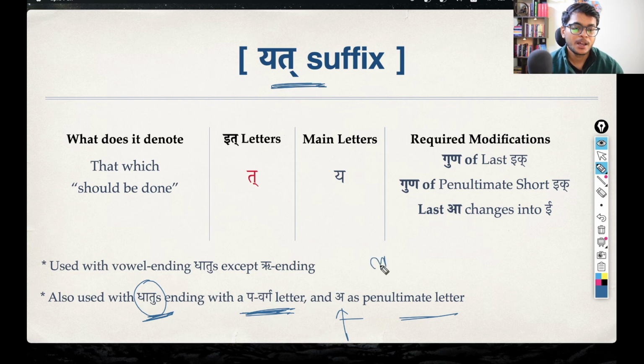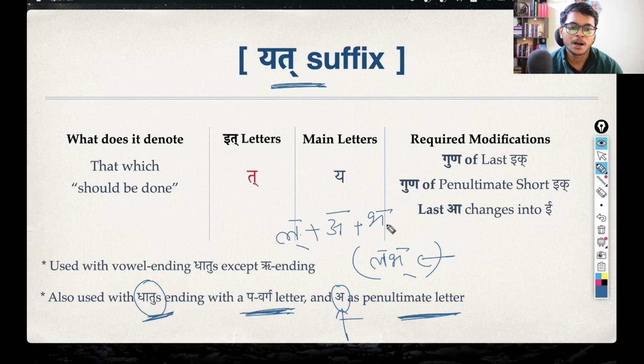So for example, I give you this dhatu, labh dhatu. Labh dhatu means to gain. So see, this dhatu is ending with bha. And bha, this letter belongs to the pa varga, right? Pa, pha, bha. And then we also see that as a penultimate letter, as in second last letter, you have this hrasva a, because labh. So you are basically saying la, then you have this a, and then you have this bha, right? So the penultimate letter, the second last letter, is a hrasva a. So this condition is satisfied, so we are going to use yat suffix with such dhatus.